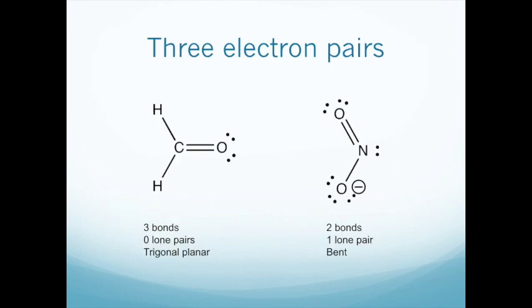Now, if you have 3 electron pairs and 0 lone pairs, then the molecule will be trigonal planar. If you have 3 electron pairs consisting of 2 bonds and 1 lone pair, the molecule will be bent.